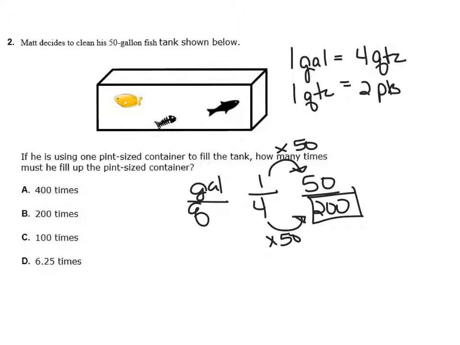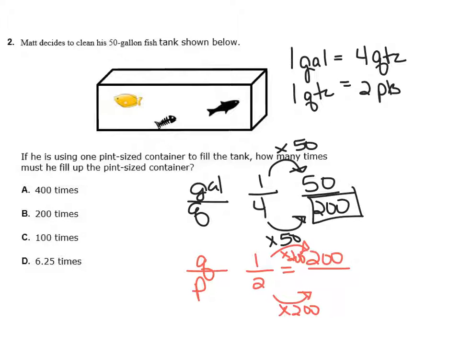Now I need to convert to pints. So we're going to do the second one. So the second one is going to be quarts to pints, so it's going to be 1 quart equals 2 pints, and I know that I need to convert 200 quarts. So again, the scale factor is 1 times 2, 200 is going to be your scale factor. So 2 times 200 is going to give you your pints. So 2 times 200 is going to be 400. So that means we need to fill up the pint-sized container 400 times. So your answer is letter A.